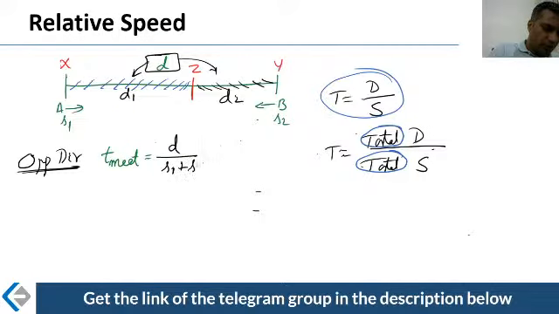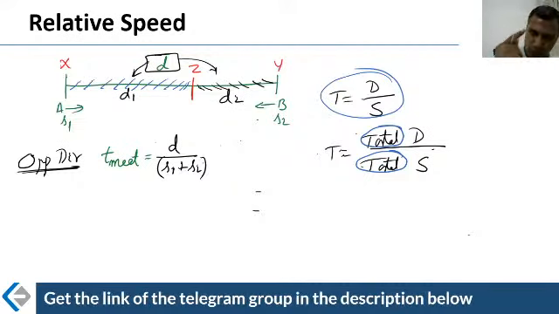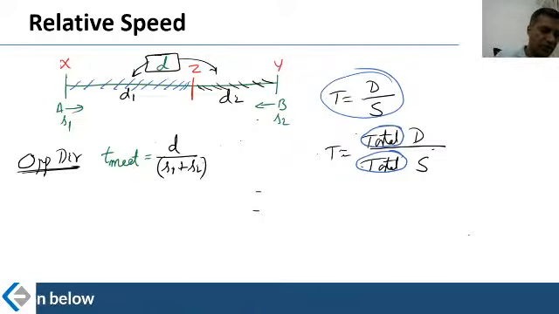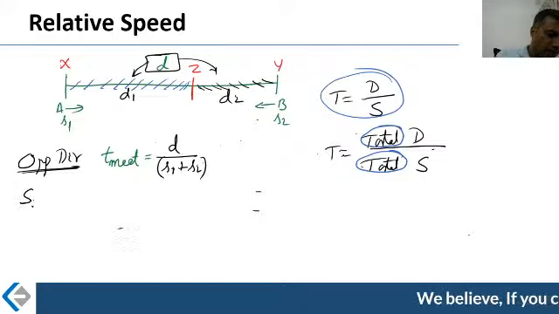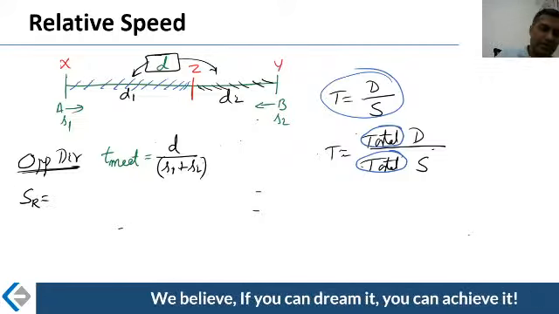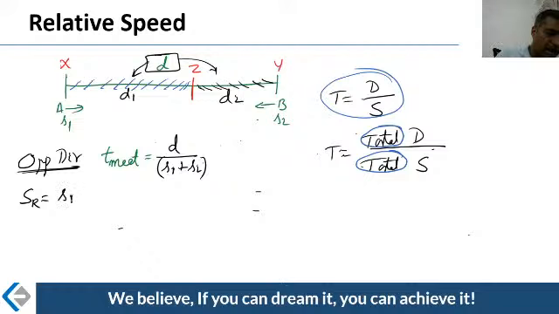Therefore we write it as S1 plus S2. Now this is called relative speed. This S1 plus S2 is called relative speed. If the two vehicles are moving in the opposite direction, the relative speed, SR, is nothing but the addition of the speeds.